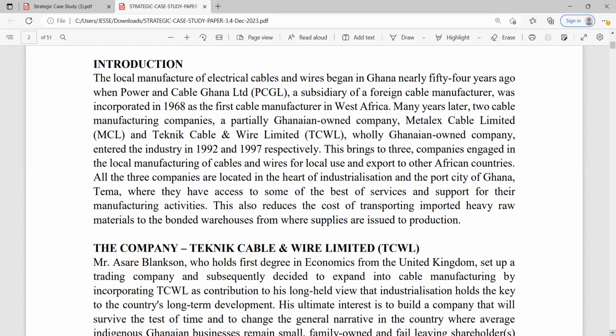So that's a huge thing. And it began nearly 54 years ago, right? So this is half a century, some time back. Another key thing to note here is limited, Power and Cable Ghana Limited. So here you are being told of the structure and legality of the company, right?